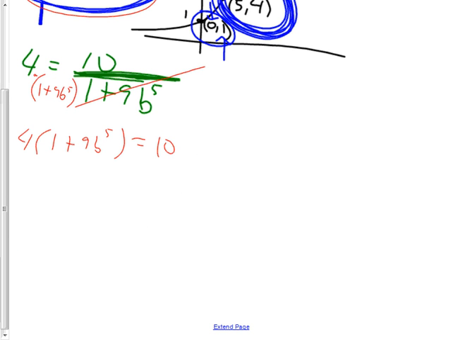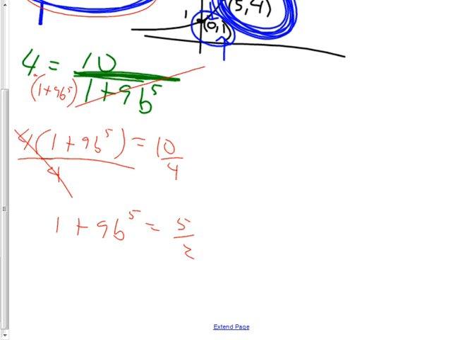Now, what's my goal here? What am I trying to find? B. So I got to get rid of all the other stuff. The first thing is you get this clump alone by getting rid of the 4. I'm personally going to divide by 4. If you multiplied the 4 into everything, it's okay, but you'll just have to do it a little bit differently. Now I have 1 plus 9b to the 5th equals 10 fourths. I'm leaving it as 10. Oh, yeah, I can reduce that at least. 10 fourths is 5 over 2. There we go.